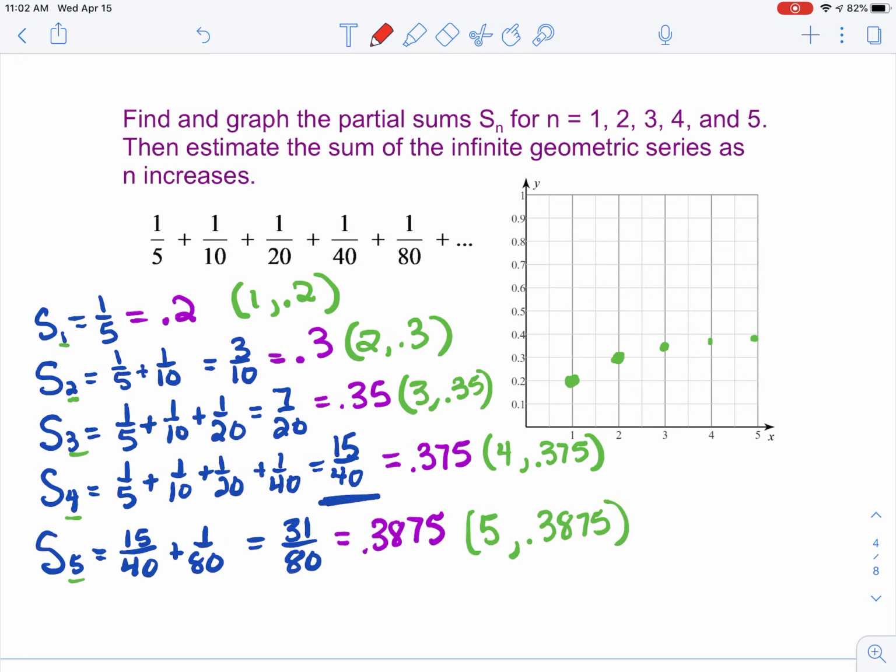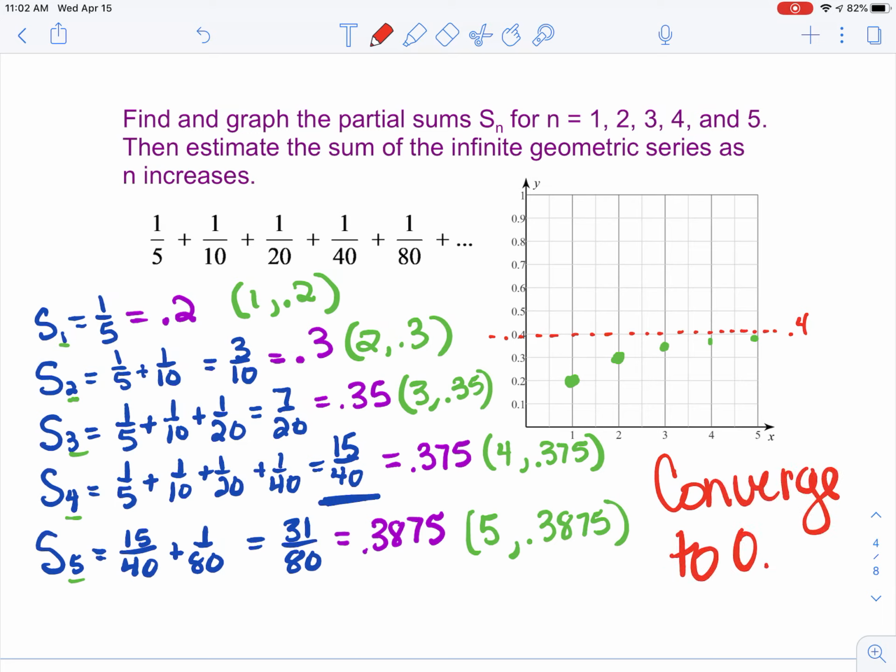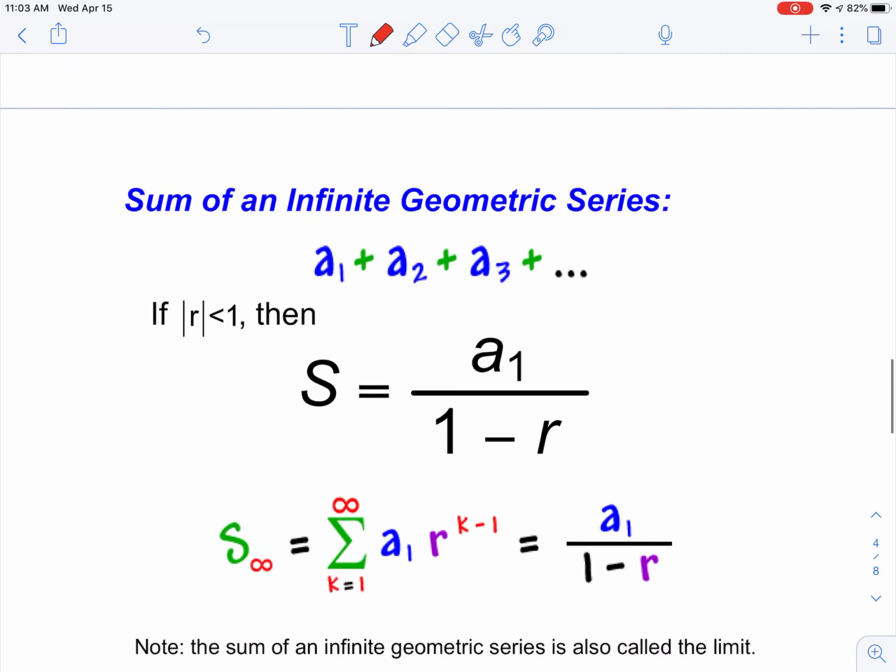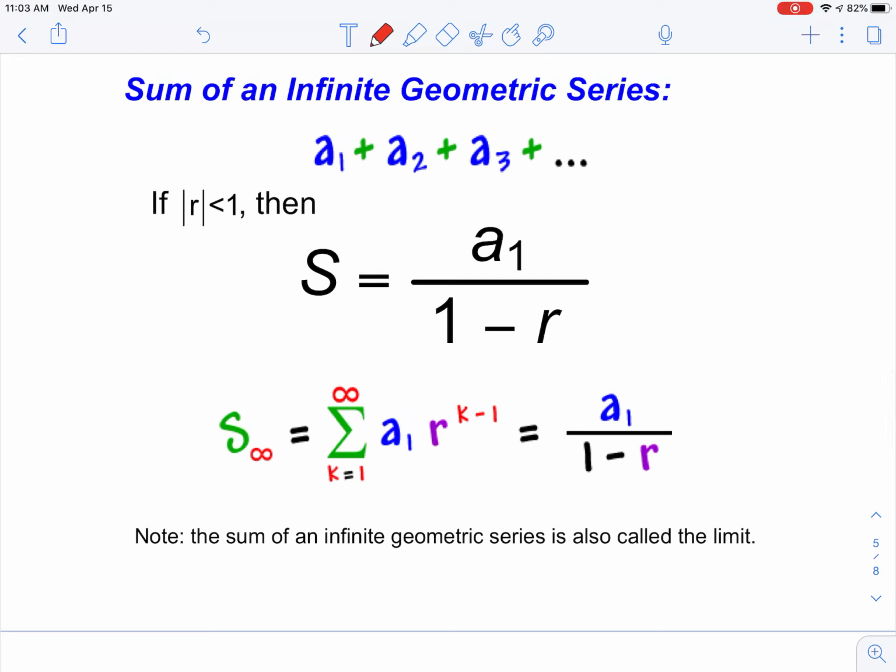Okay, so is this converging? Yes, it is. It's actually getting closer and closer and closer to this line right here, which is 0.4. So it converges to 0.4. All right, does everybody understand these partial sums? The sum of the first one, the sum of the first 2, the sum of the first 3, the sum of the first 4, and so on.